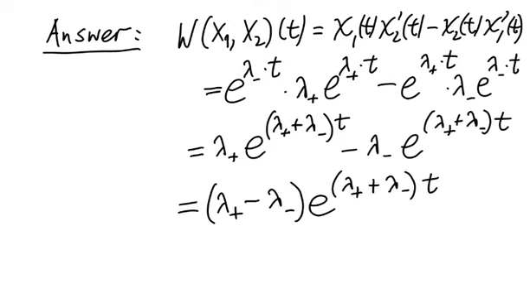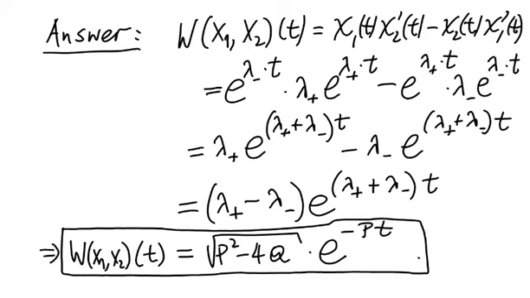Finally, we need to write these lambdas combinations in terms of p and q. From the formulas for the roots, it is trivial to show that the difference lambda plus minus lambda minus is equal to the square root of the discriminant, and the sum of the two roots, lambda plus plus lambda minus, is equal to minus p. So this is the final result for the Wronskian in terms of p, q, and t.